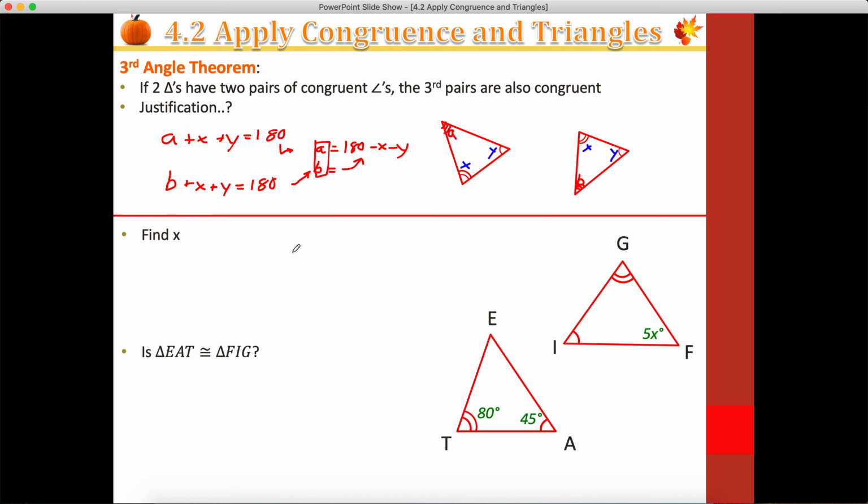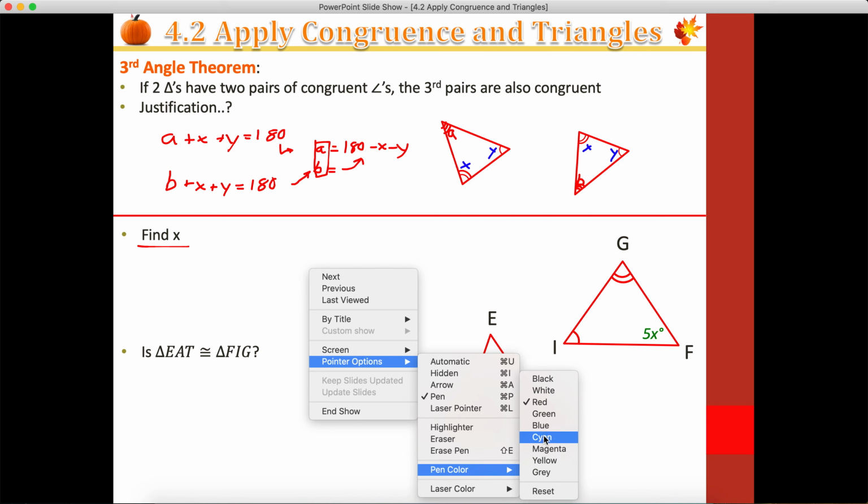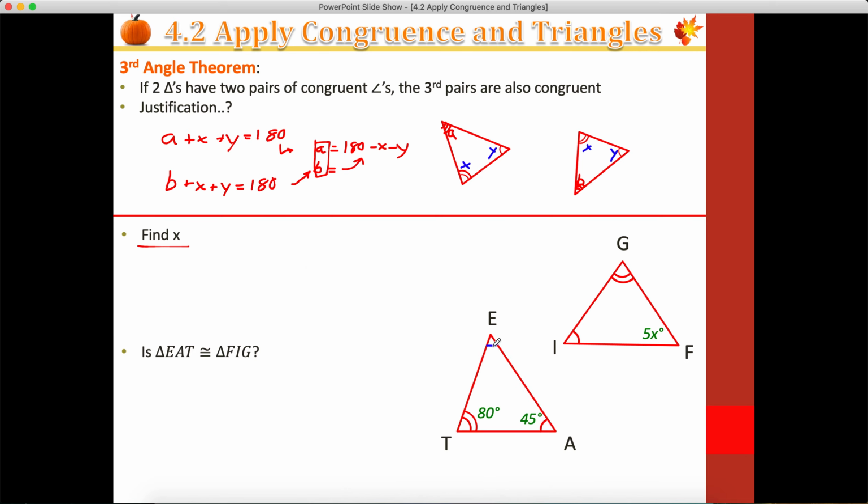I'm going to run through it now, though. So I say to find X. Based on this diagram, I don't know that these two triangles are congruent. Again, we should be careful of assuming things. But what I do know is that the third angles here would have to be congruent. So this angle is congruent to this one.